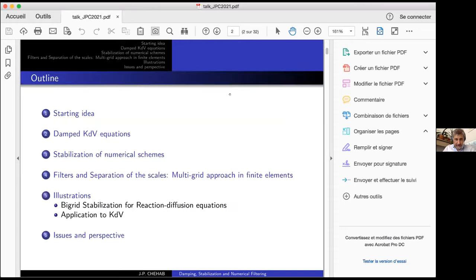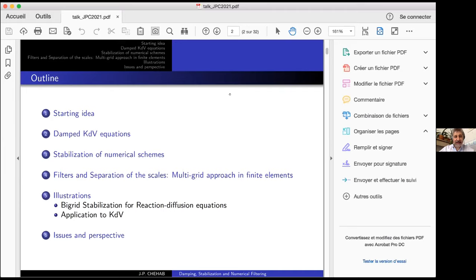My talk is organized as follows. First, I will give the starting idea of the links between damping and stabilization. Then I will present the different dampings for the KdV equation and interpret them as high pass filtering. Then I will present the stabilization of numerical schemes and interpret it as low pass filtering. In practice, numerically, I need a tool to produce this filtering, and I will propose a simple tool based on the multi-grid approach in finite elements.